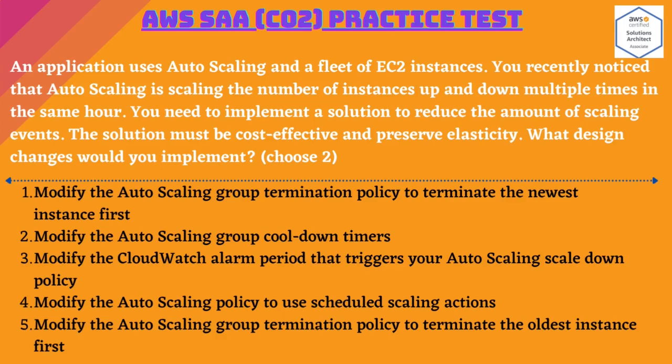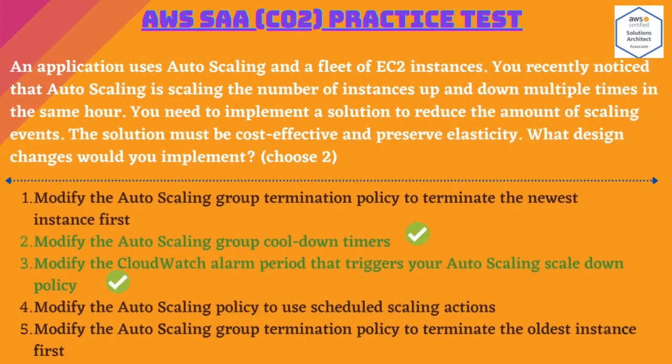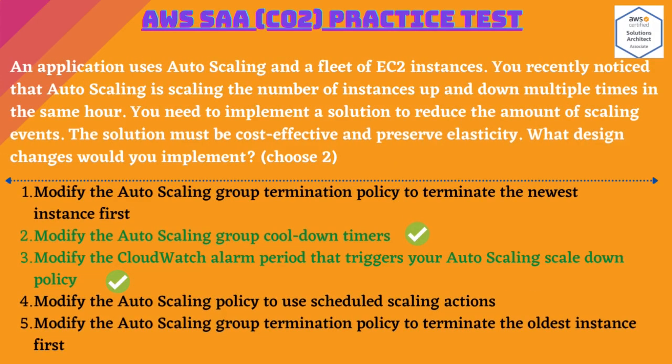The fourth is modify auto scaling to use scheduled scaling actions. There is no problem in the scaling policy, so we don't need to change it to scheduled scaling actions. The last is modify the auto scaling to terminate the oldest instance first. The order of termination is not an issue here, so that's not the right answer as well. The correct answer seems to be the second and the third, that is modify auto scaling cooldown timers and the CloudWatch alarm period that triggers your auto scaling scale down policy.